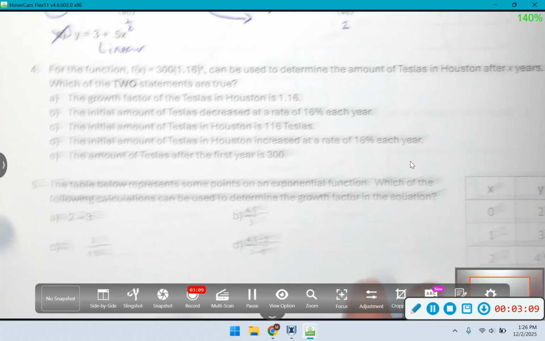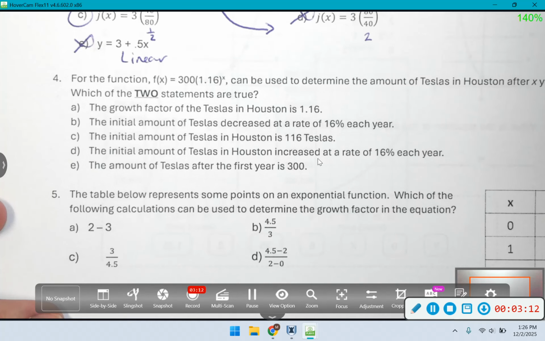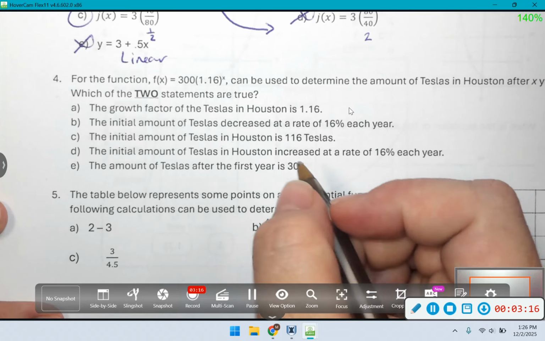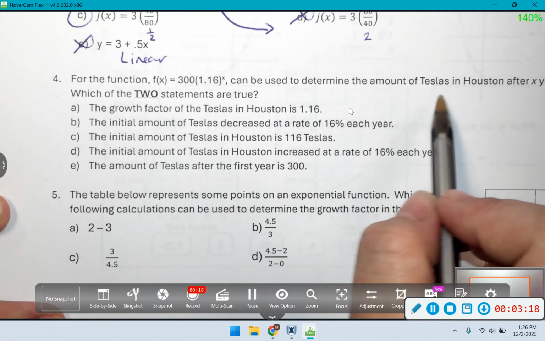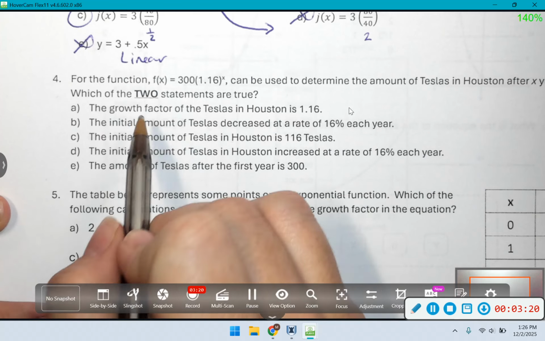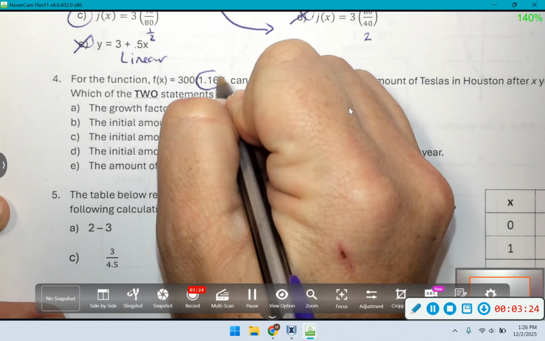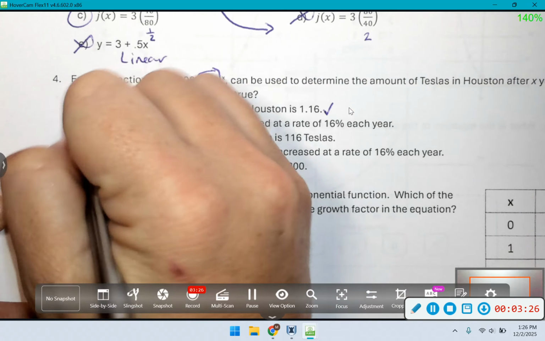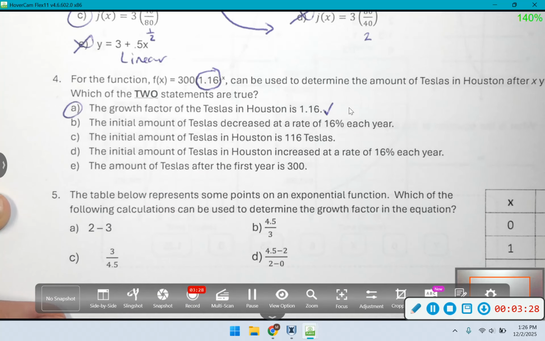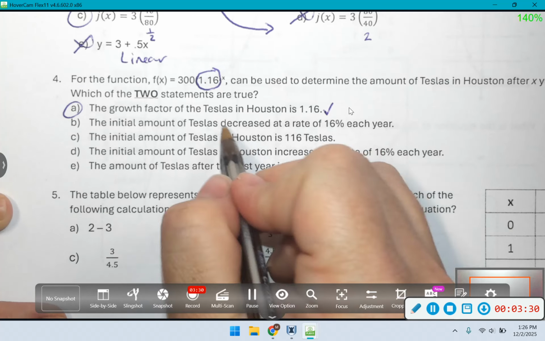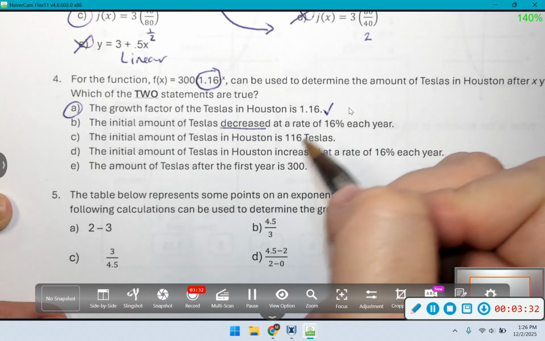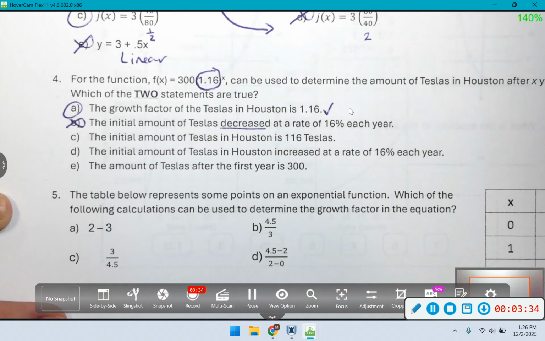Okay, for the function here, again, we have an equation. Let's type it in. Actually, I'm not going to type this one. We're going to talk about just the equation. So it says it can be used to determine the amount of Teslas in Houston after x years. Well, the growth factor of the Tesla is 1.16. Well, this is my growth factor. So that is true. Your factor is just whatever's inside your parentheses. This says decrease, but I know this is bigger than 1, so it's actually going to increase, so that's wrong.